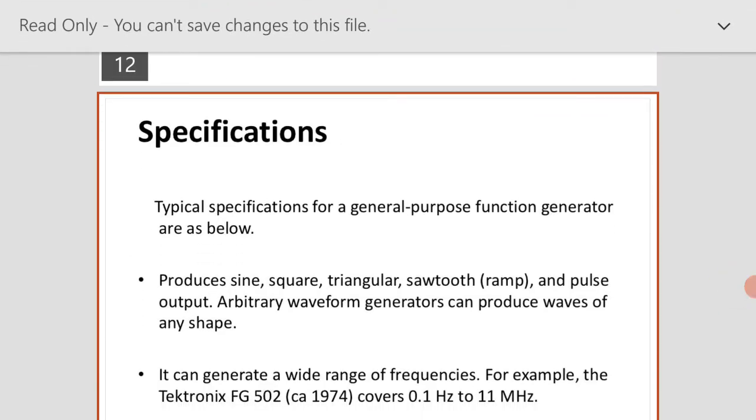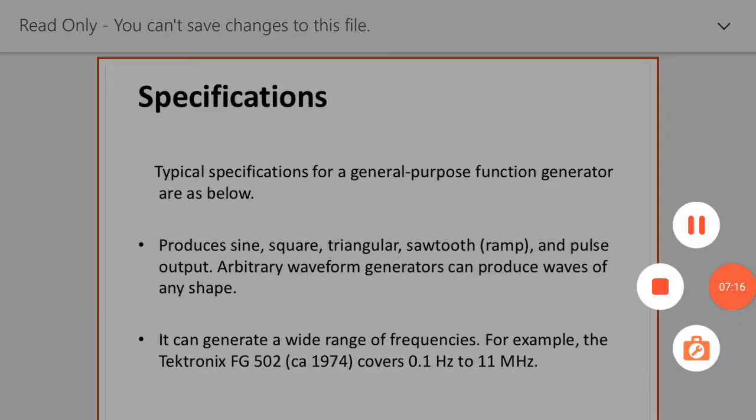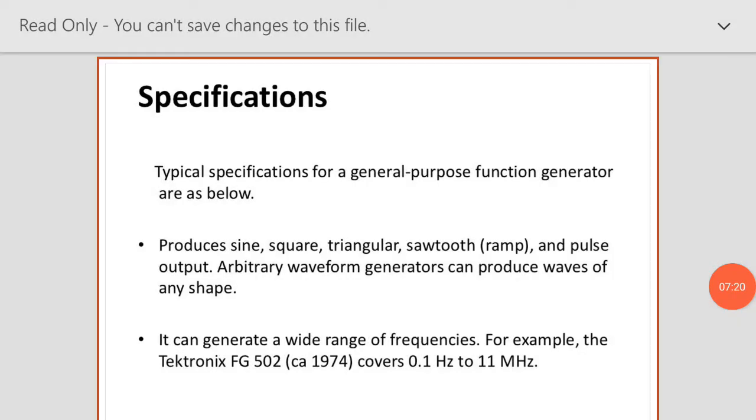The typical specification for a general purpose function generator is that it produces a sine wave, square wave, triangular wave, sawtooth wave, also called a ramp wave, and pulse output. Arbitrary waveform generators can produce waves of any shape. It can generate a wide range of frequencies. For example, the Tektronix FG502 covers 0.1 Hz to 11 MHz.